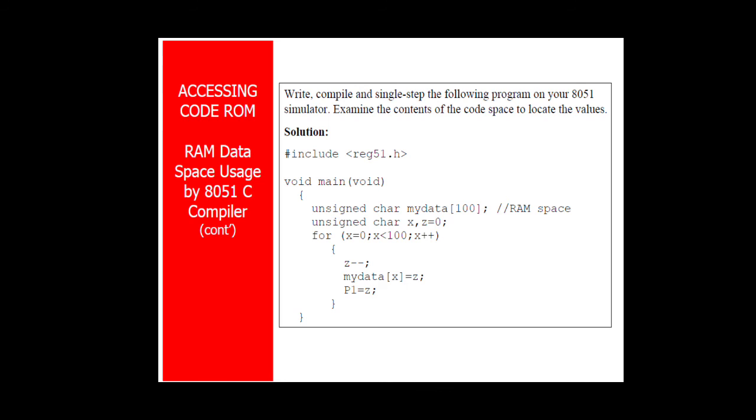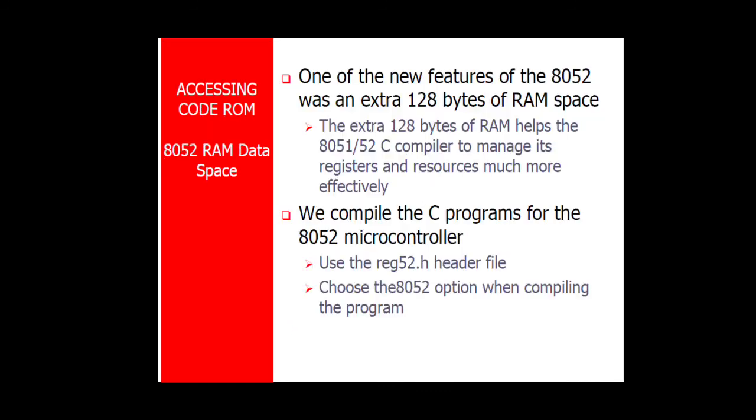Then inside the loop, initially Z is decremented, then it is sent to the array, and then from there it is sent to P1. So P1 is in the code space. You can check the values in port 1.